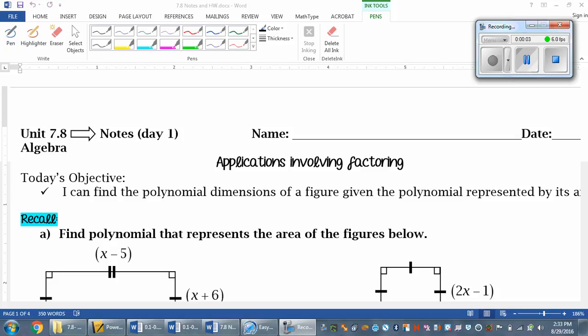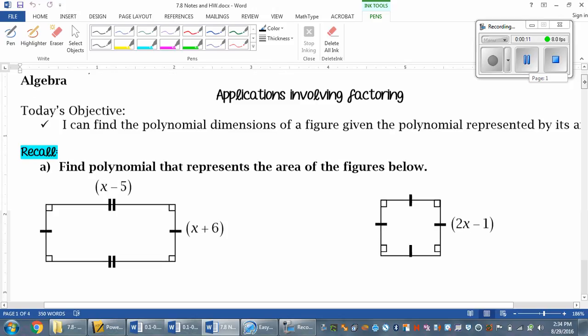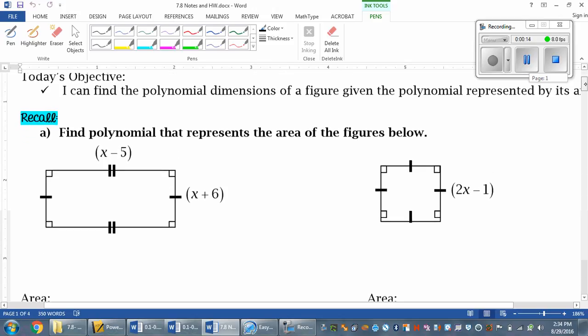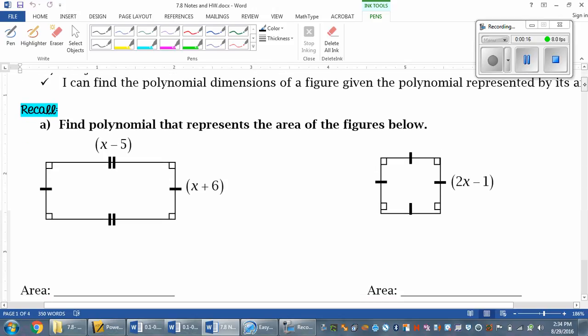All right, welcome back. This is the last video for Unit 7. What we're going to be working on today is applications involving factoring. Before we begin, though, we are going to be talking about stuff that we already have learned, finding the area. So let's recall this information.